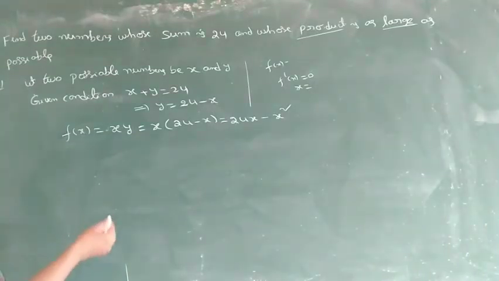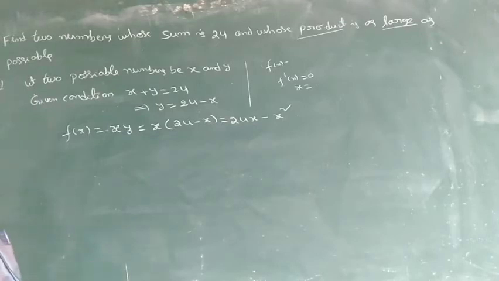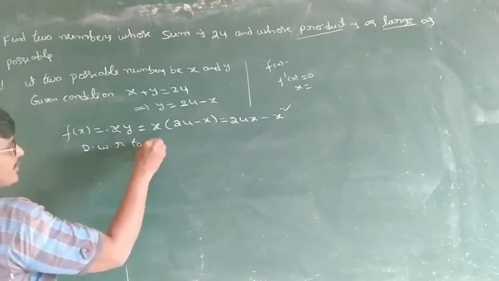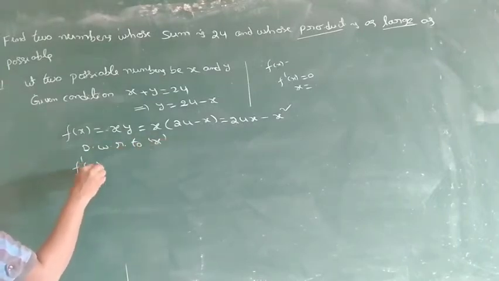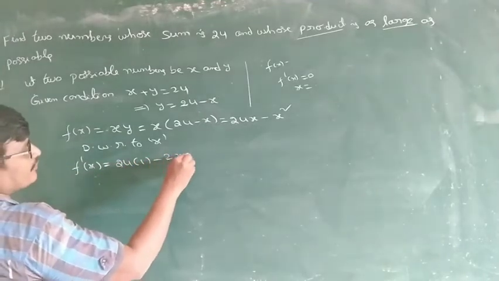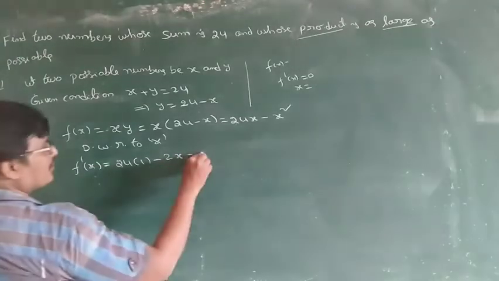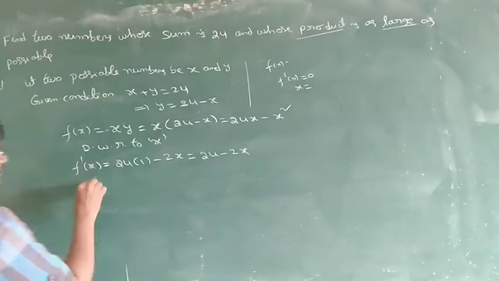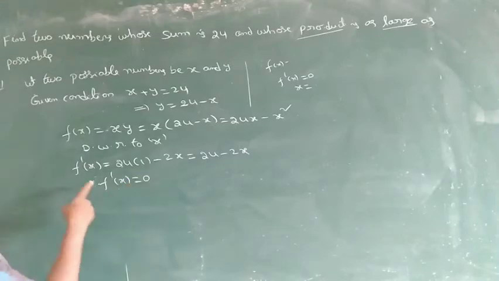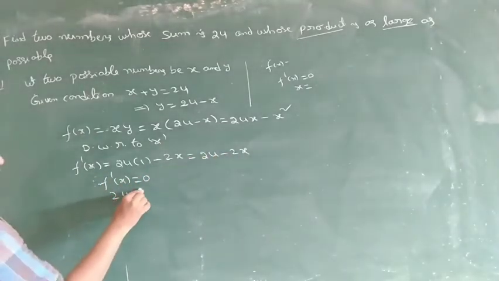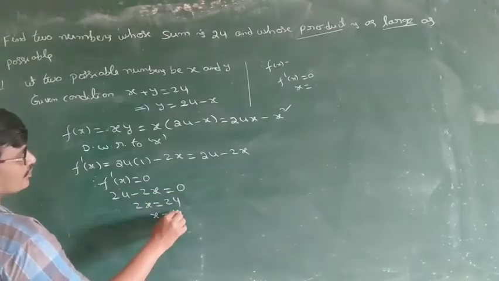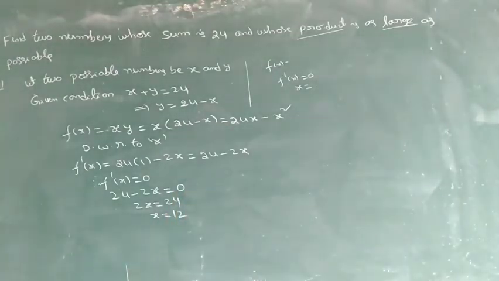And next, what is the procedure? Derivative equal to 0, find x values. So differentiate with respect to x. f dash of x is equal to 24 into 1, x square derivative 2x, so 24 minus 2x. Therefore f dash of x is equal to 0, so 24 minus 2x is equal to 0, 2x is equal to 24, x is equal to 12.